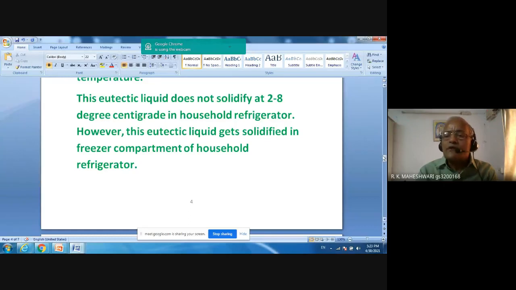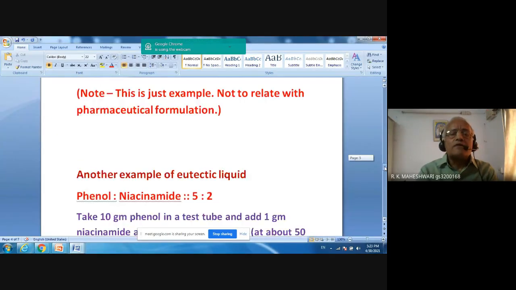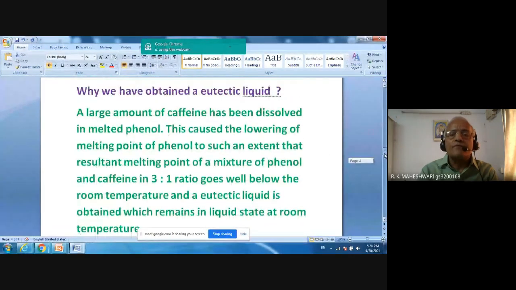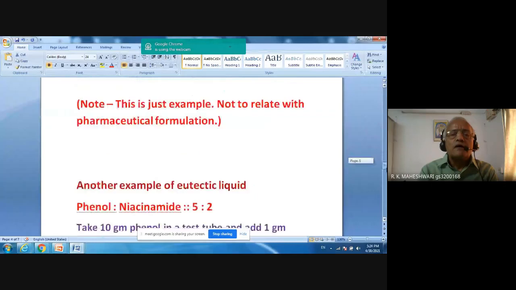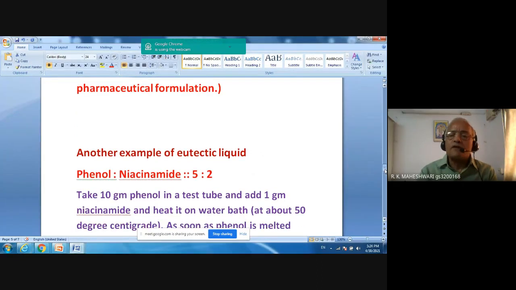Now, again I want to tell you that there is no relation with the formulation. This is just an example, not to relate with pharmaceutical formulation. Now another example of eutectic liquid. Again there is no question of formulation. I want to explain this also.